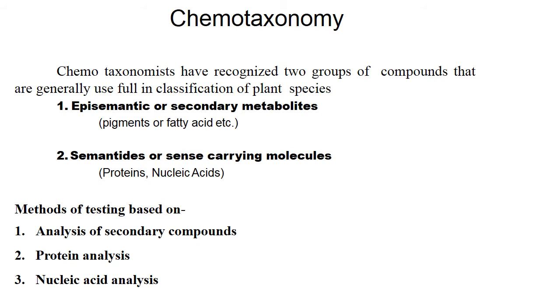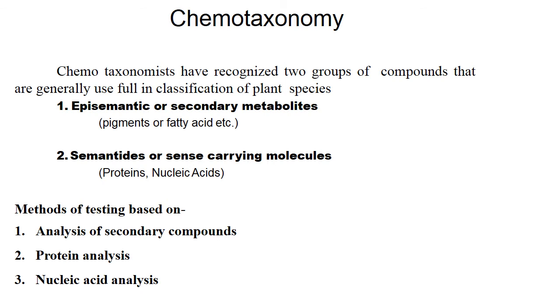Coming to chemotaxonomy, this is the second kind. Chemotaxonomists means the persons who are involved in this study. These chemotaxonomists have recognized two groups of compounds that are generally useful in classification of plant species. The first one is episemantic, or secondary metabolites, like pigments or fatty acids, etc. The second one is semantides, or sense-carrying molecules, may be proteins, nucleic acids, etc.